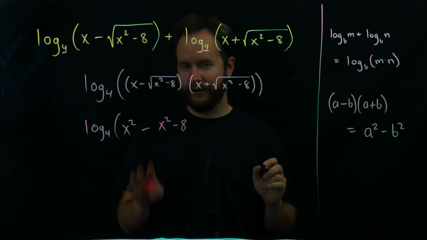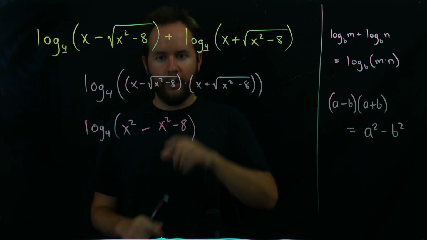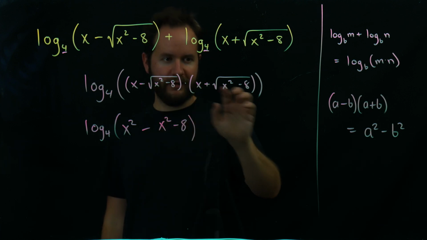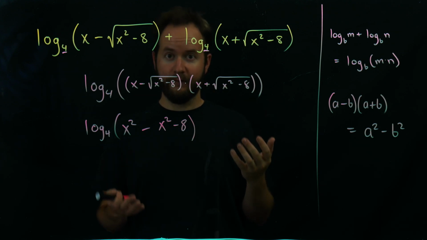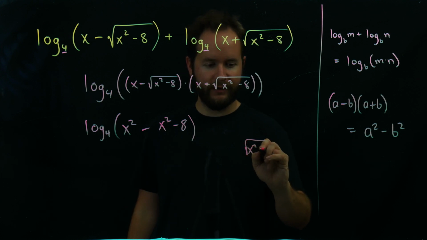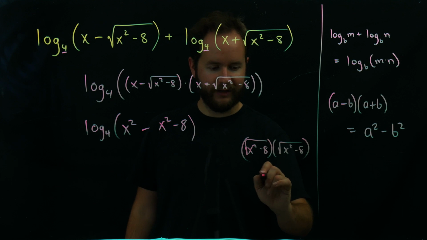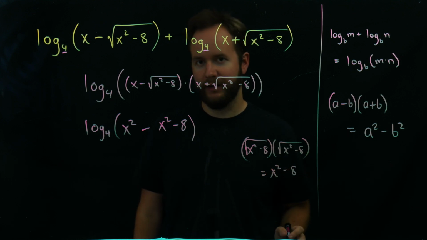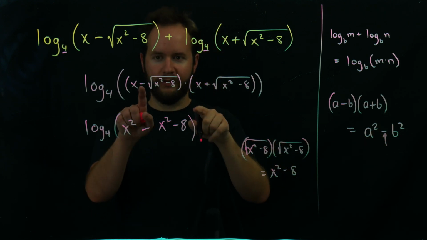Now, something to be really careful about is I've made a mistake deliberately. I want you guys to see if you can spot it. When I took negative square root of x squared minus 8 times positive square root of x squared minus 8, I got x squared minus 8, right? That makes sense. I have square root of x squared minus 8 times square root of x squared minus 8. I just get x squared minus 8. That's all fine and dandy. One thing to remember though is that this is going to be a negative in front of this because one's a negative and one's a positive.